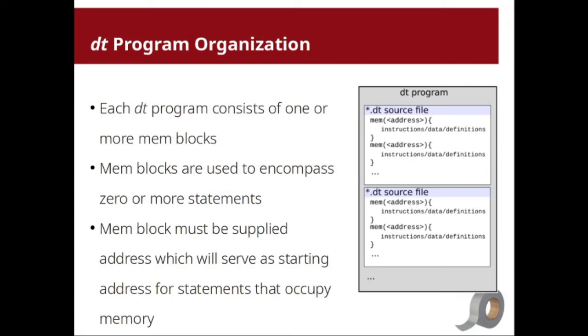DT also allows for multiple mem blocks. Because of this, DT will also determine the size in bytes of each mem block and verify that no addresses overlap and that all starting addresses are correctly word aligned. The DT program can also be split into multiple files. By convention, these files are named with a .dt extension.